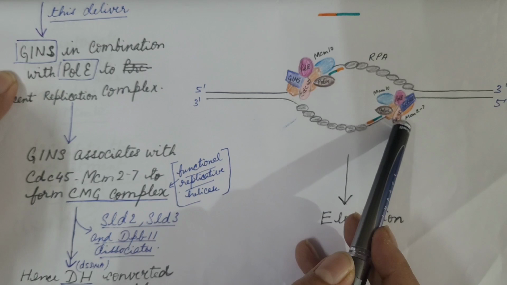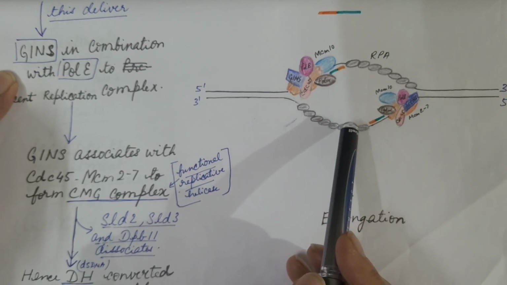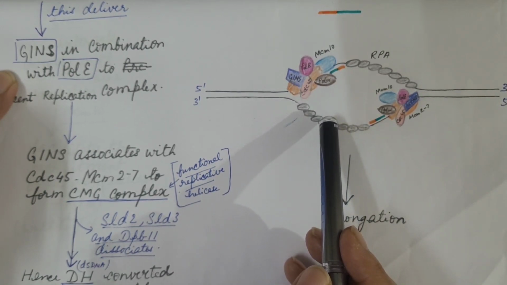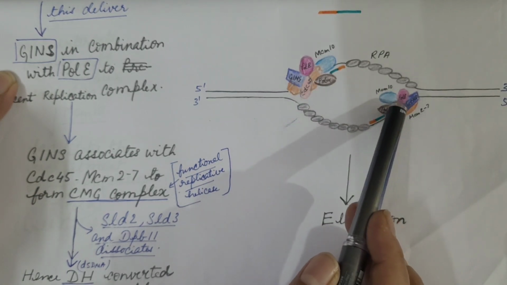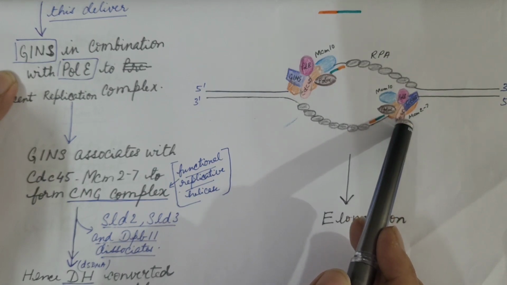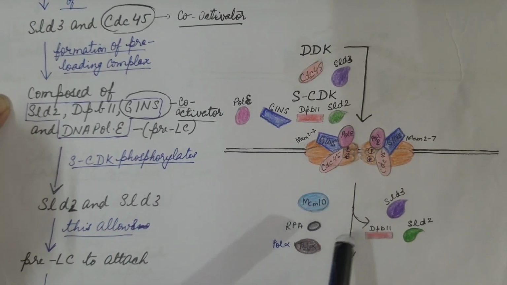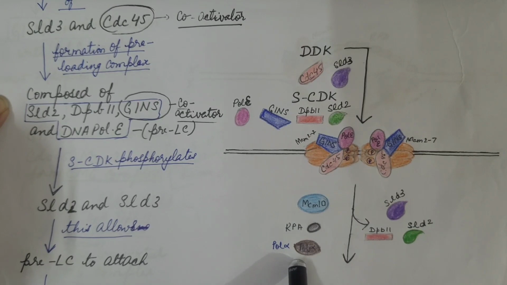CMG complex. Since it is functional replicative helicase, hence unwinding of the 2 strands of DNA takes place by breaking the hydrogen bond between the bases. Now CMG complex encircles single-stranded DNA. Also MCM10 associates with replication origin, then it recruits RPA and DNA polymerase alpha with the help of CTF4.